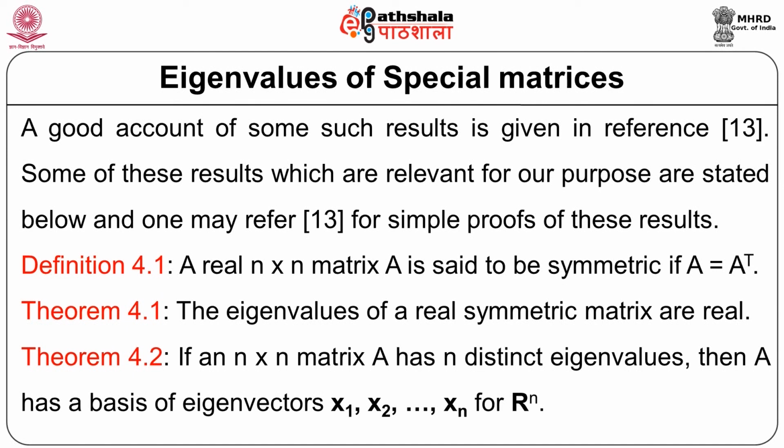Definition 4.1: a real n by n matrix A is said to be symmetric if A is equal to A transpose. Now, the first result says that eigenvalues of a real symmetric matrix are always real.